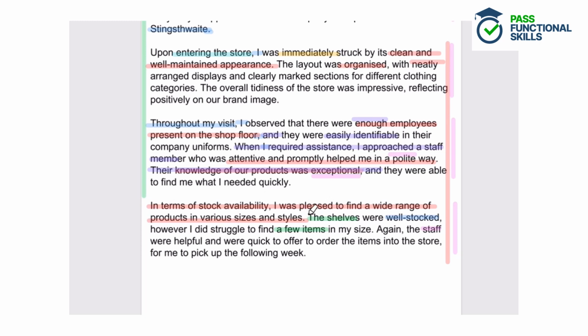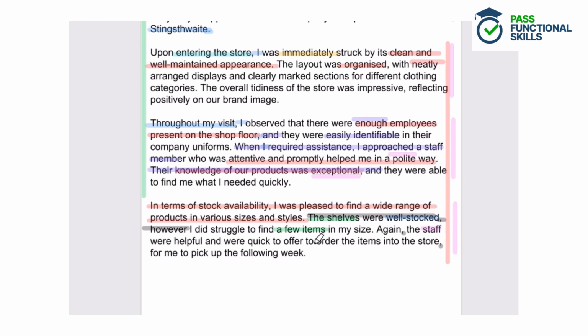So for example, we have this sentence here. The shelves were well stocked, comma. However, I did struggle to find a few items in my size. So putting two ideas together here, the shelves being well stocked, but they're struggling to find a few items, using this connective however. Again, the staff were helpful and were quick to order the items into the store for me to pick up the following week. So here we've got two commas used and we have lots of ideas joined up together in a complex sentence.